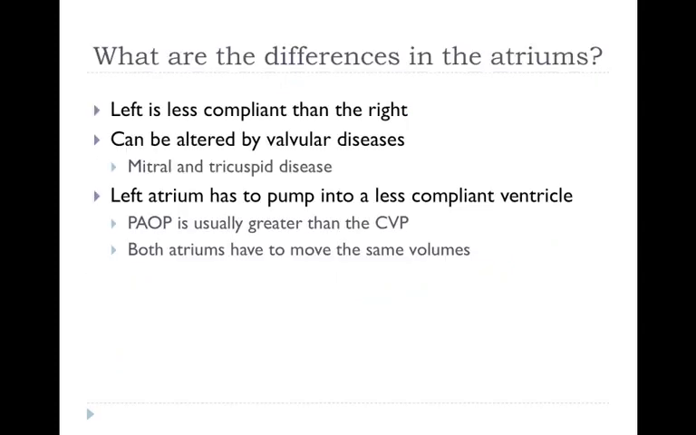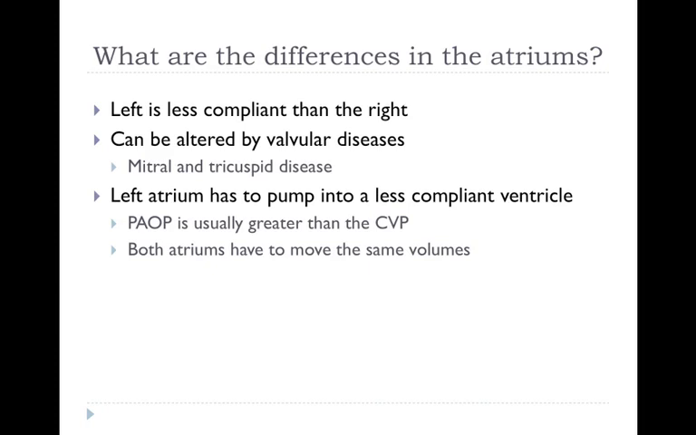Now, what are the differences in the different atriums? Well, the left tends to be a little bit less compliant than the right. It tends to be a little bit thicker than the right, simply because the left atrium must pump into the left ventricle, which is thicker, and as a consequence, the left atrium tends to have a slightly thicker musculature lining. As a consequence, you would tend to see a little bit less compliance in the left in comparison to the right.